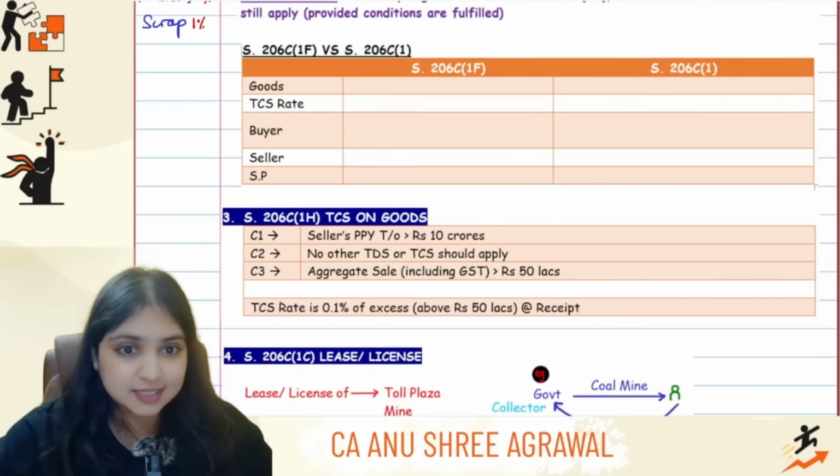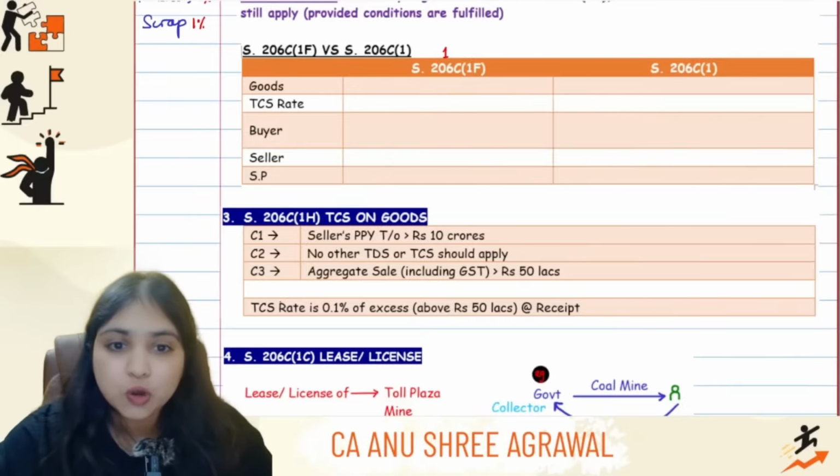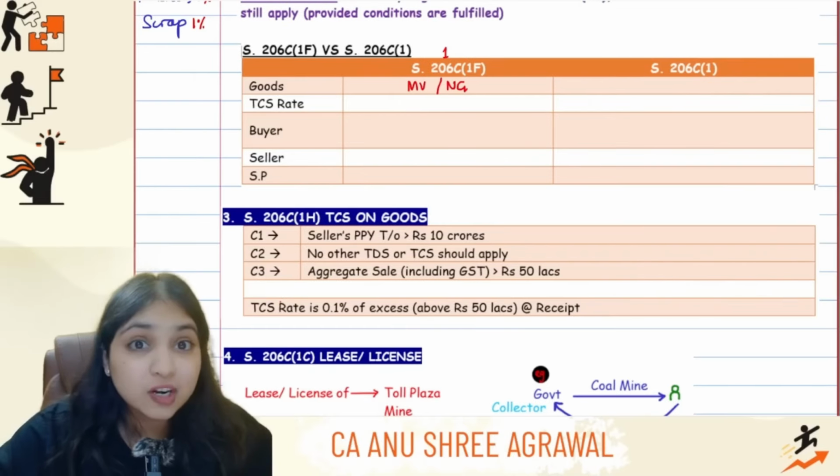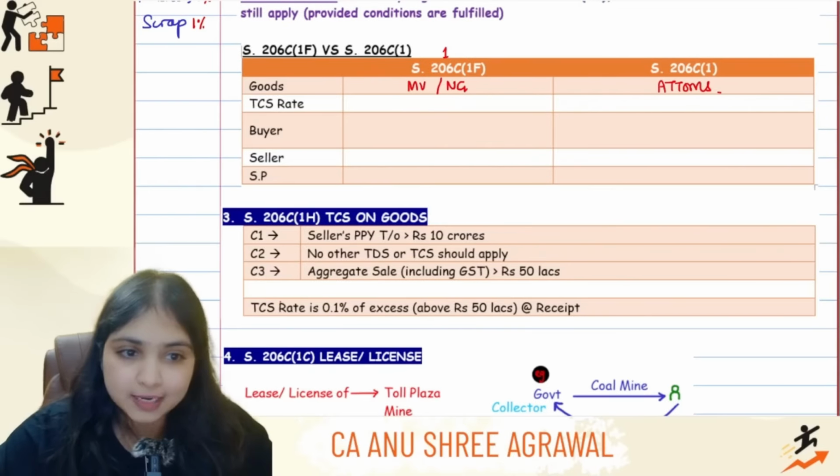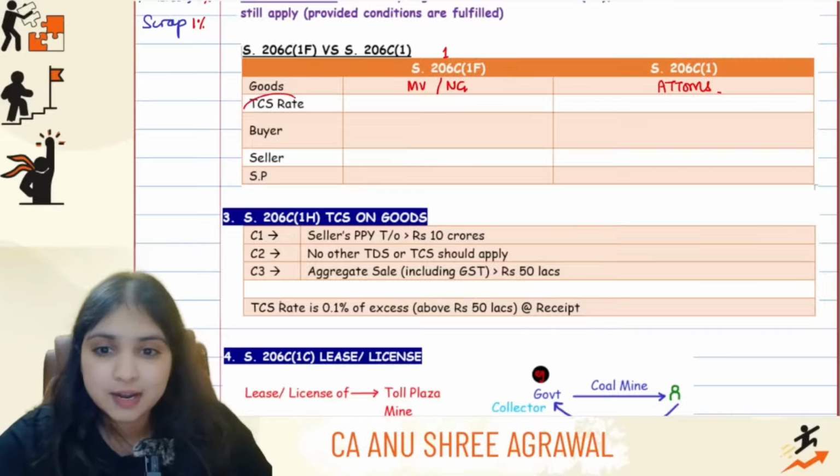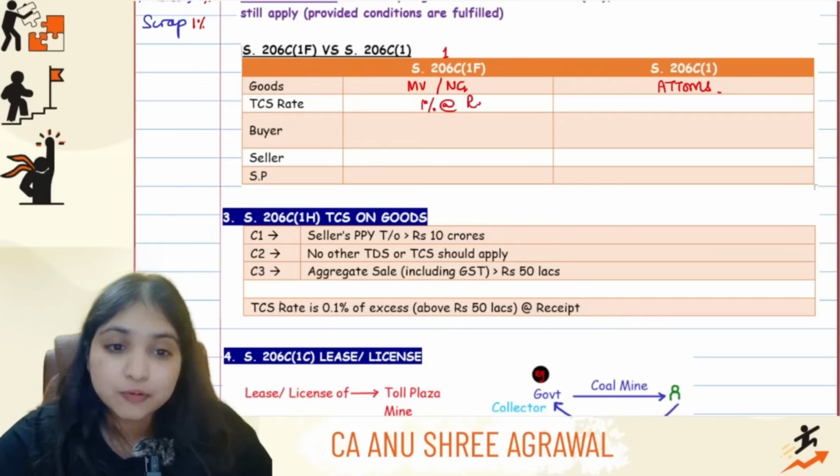206C1F, the first TCS section, what kind of goods are we talking about? Motor vehicles or any other notified goods. 206C1, the second TCS section, the goods over here are items. Then in 206C1F, what was the TCS rate? 1%, guys, 1% at the time of receipt.